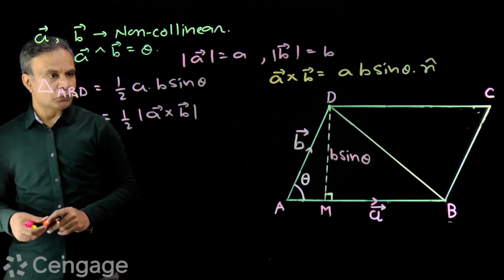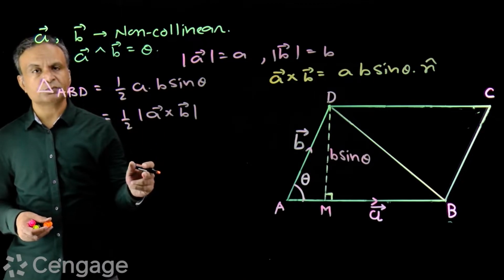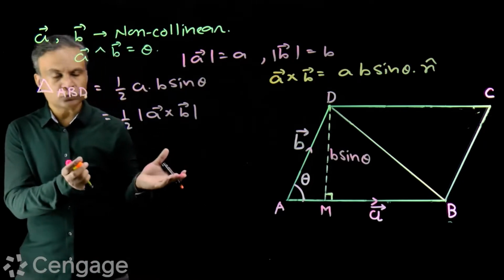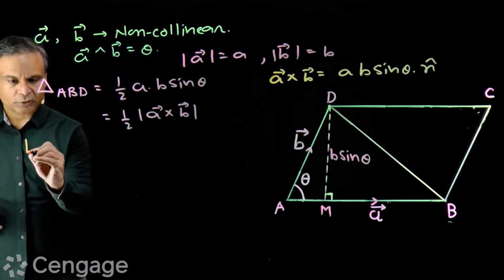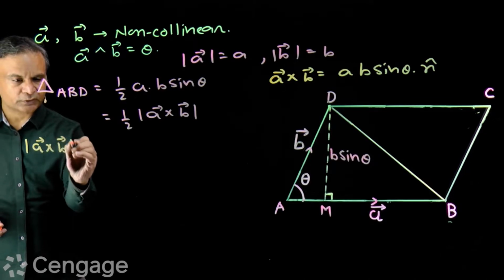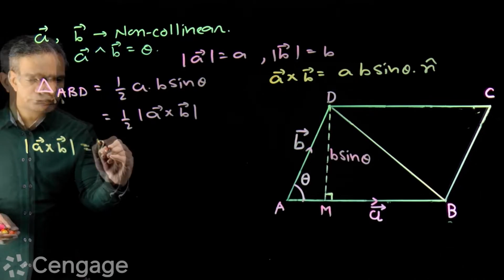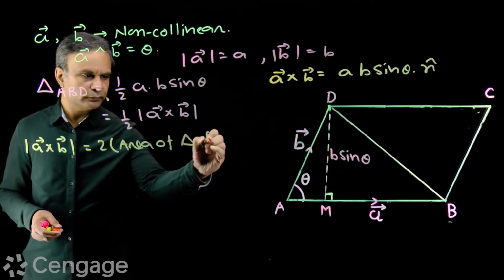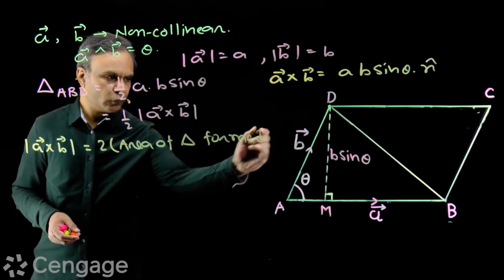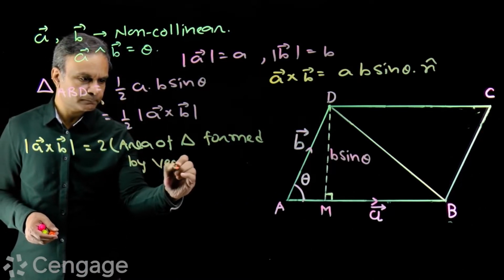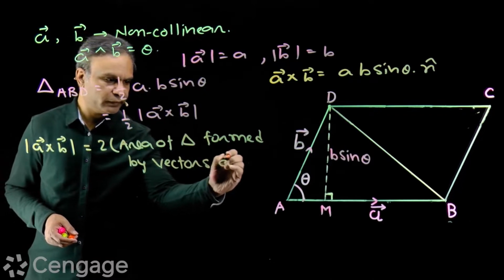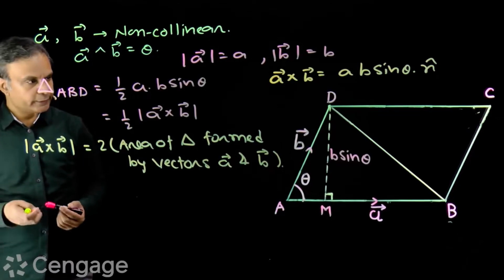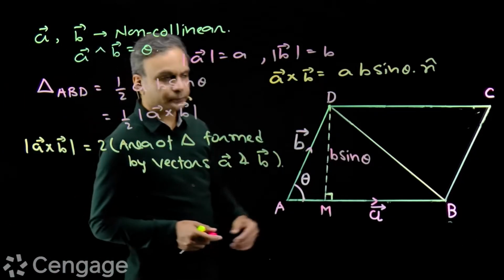So modulus of A cross B is twice the area of the triangle formed by these two non-collinear vectors. Let me write here: modulus of A cross B is equal to twice the area of triangle formed by vectors A and B. And what will be the area of this parallelogram?